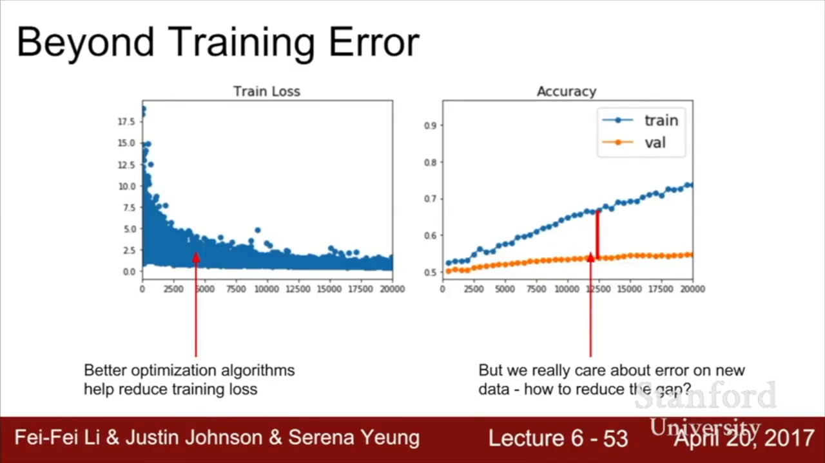So all of these strategies we've talked about so far are about reducing training error, right? All these optimization algorithms are really about driving down your training error and minimizing your objective function. But we don't really care about training error that much. Instead, we really care about our performance on unseen data. We really care about reducing this gap between train and test error. So the question is, once we're already good at optimizing our objective function, what can we do to reduce this gap and make our model perform better on unseen data?